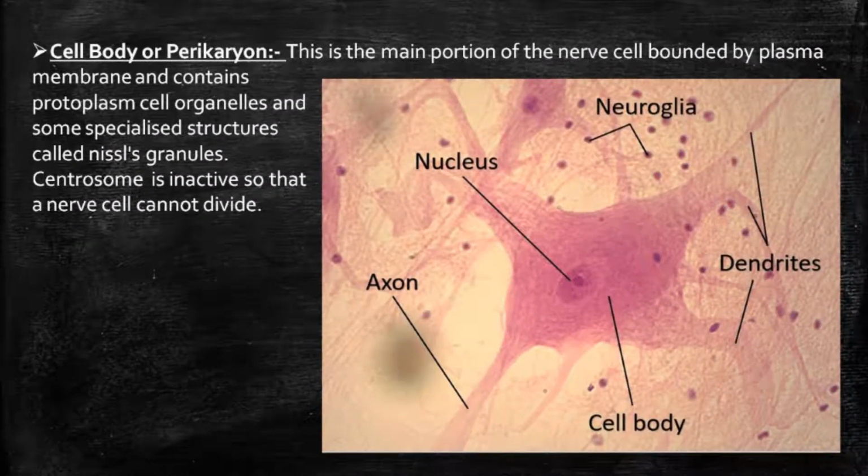The cell body or perikaryon is the main portion of the nerve cell, bounded by the plasma membrane, and contains protoplasm, cell organelles and some specialized structures called Nissl granules. Centrosome is inactive, so we can say that a nerve cell cannot divide.